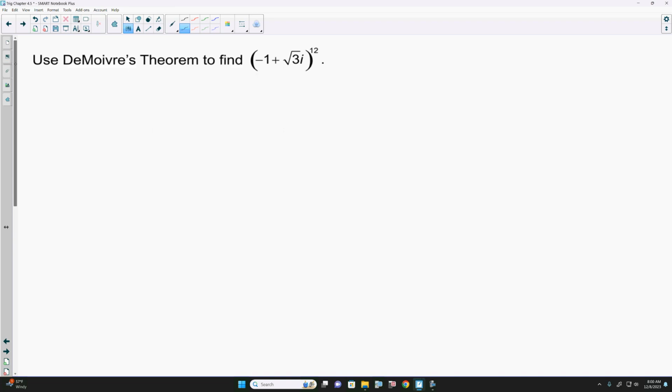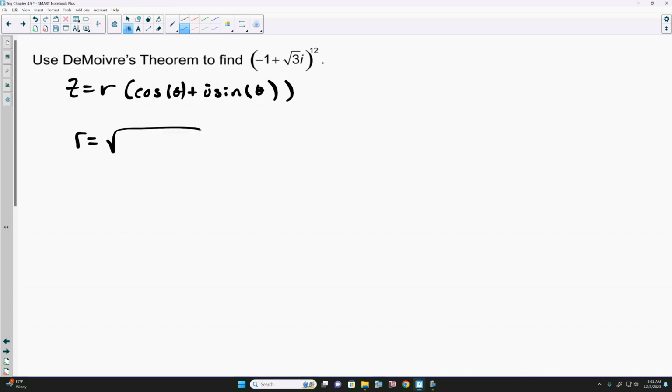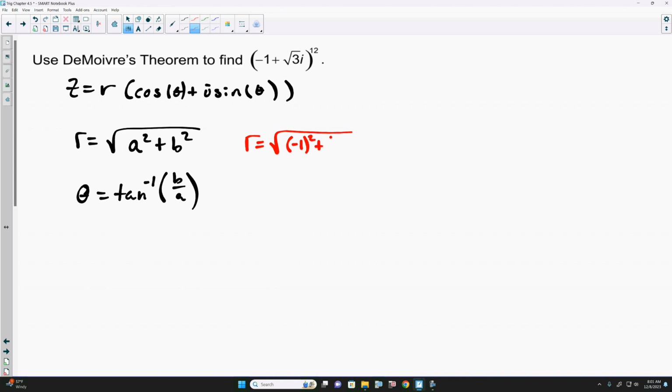So the first thing we need to do is get this here, our negative 1 plus square root of 3 i, into this form. So we need to find the value of r, which is the square root of a squared plus b squared, and theta, which is equal to tangent inverse of b over a. R in our case is going to be the square root of negative 1 squared plus square root of 3 squared.